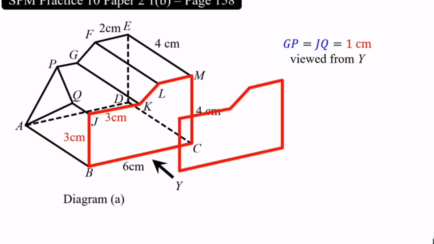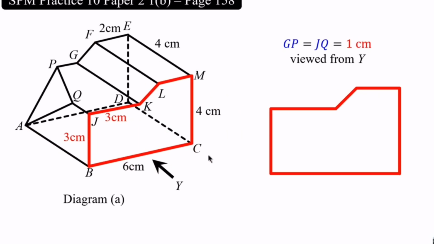So now you have to focus on the length of GP and JQ, which is 1 centimeter, right? It's given in the question. So now when you draw, you must make sure all the edges are correct. Okay, so like this, it must be 90 degree, and this one should be 3 centimeter, right? Look at the diagram, 3 centimeter. So you measure exactly 3 centimeter, then you use a ruler, you draw a straight line 3 centimeter.